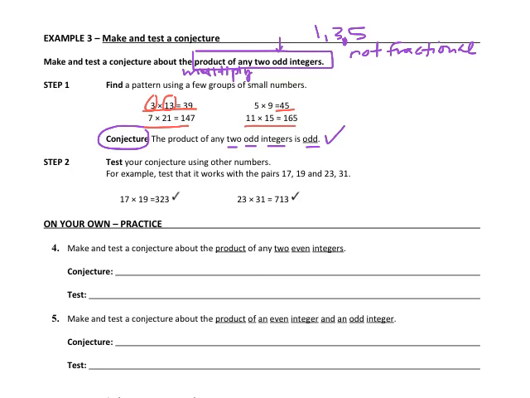And then it says test your conjecture to make sure that it works. Okay, so we said 17 times 9 is 323, that's also odd. 23 times 31 equals 713, that's also odd. So we've basically proven, by just using a couple of examples here, that the conjecture is true, and when we multiply two odd numbers together, we get an odd number result.